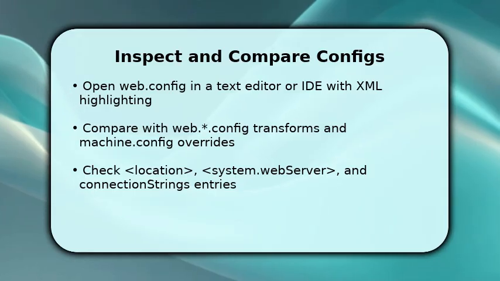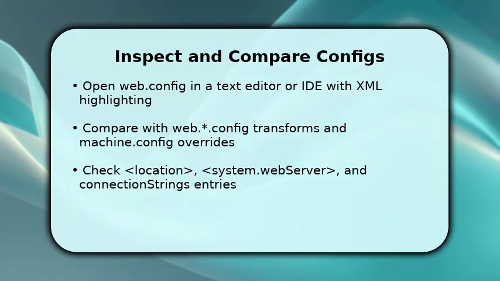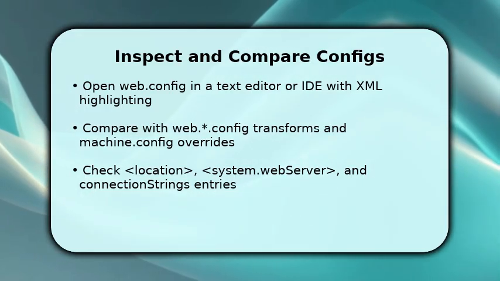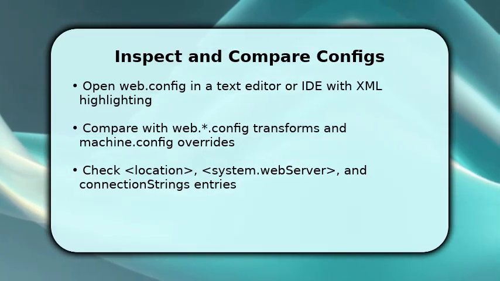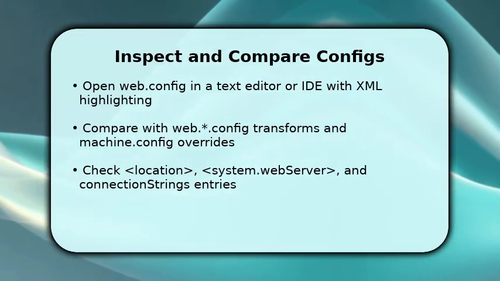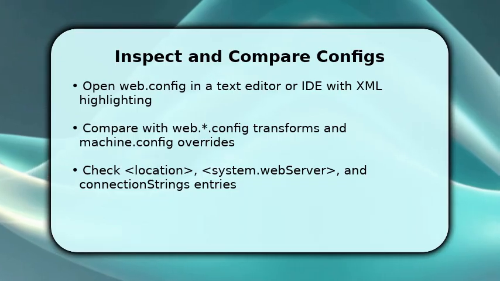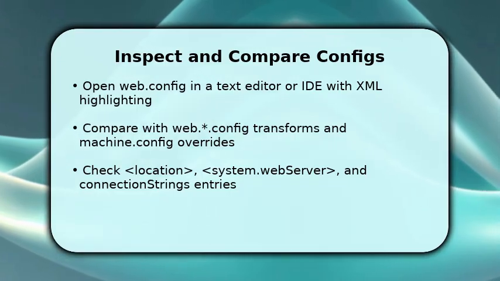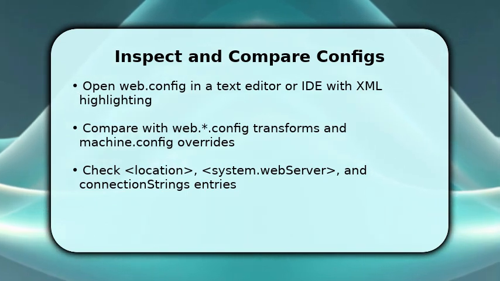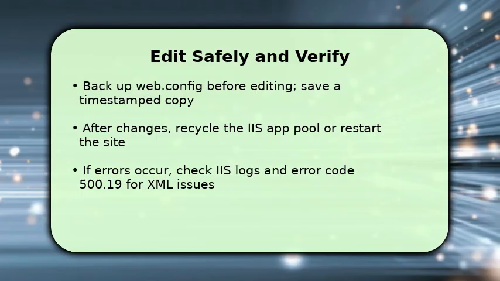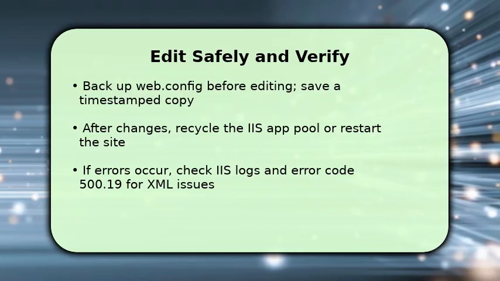Make sure to compare any Web.release.config or Web.debug.config transforms that might alter values during publish, and if behavior persists server-side, check machine.config for higher-level overrides. By comparing these files, you'll see which settings are active and why certain routes, handlers, or modules behave as they do. Make edits only after creating a timestamped backup so you can revert quickly.